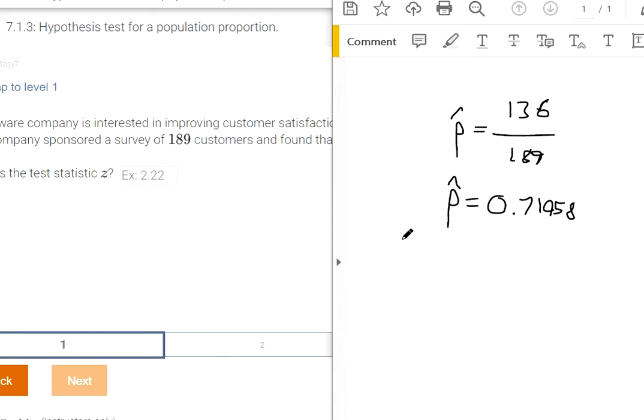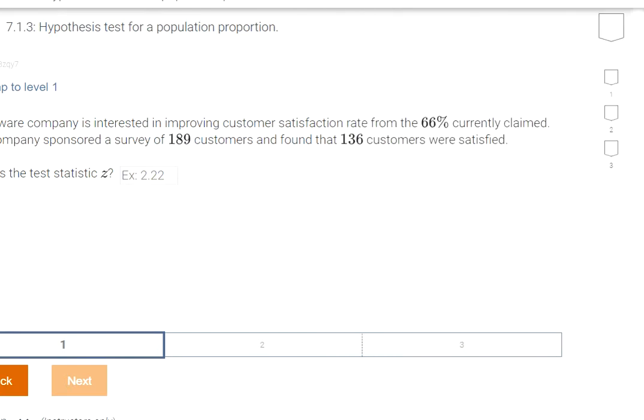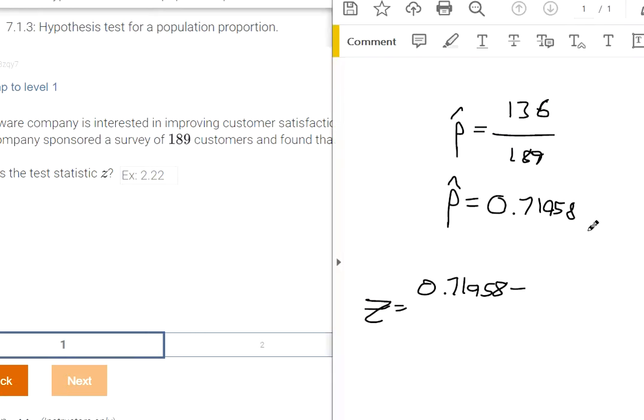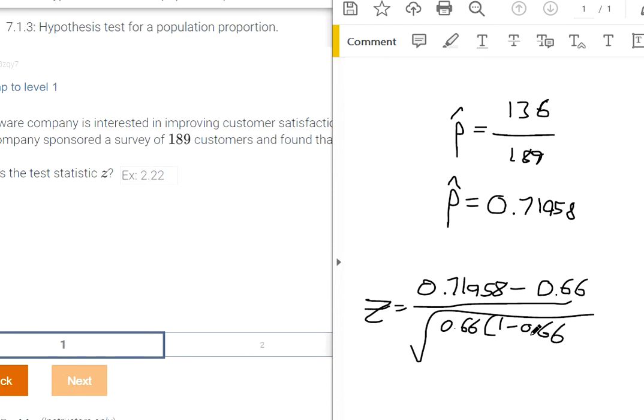If they want the test statistic for any hypothesis test for a proportion, it's z for test statistic, and that's equal to the sample proportion subtracted by the previously known value. The previously thought population proportion was 0.66, in other words, the test value from our assignment. And that's divided by the square root of 0.66 times 1 minus 0.66. This is the p in the formula for the test statistic. And then divide by the sample size of 189.